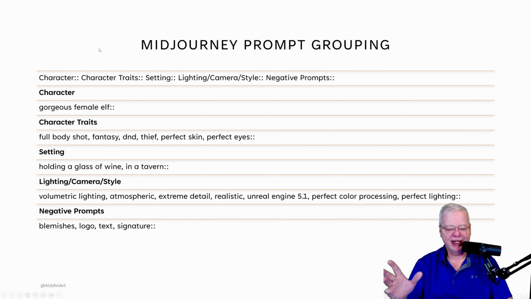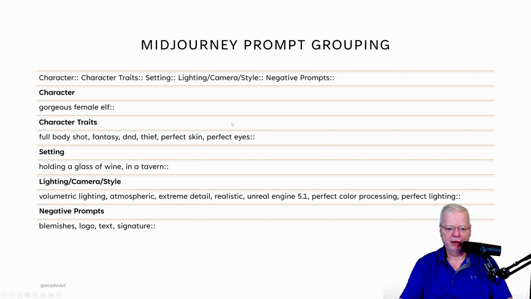I took that same prompt list that was in the second slide, and I broke it up by this same list of character traits, setting, lighting, camera, style, and negative prompts. So under the character, I have the gorgeous female elf. For character traits, I wanted full body shot, fantasy, typesetting, D&D, thief, perfect skin, and perfect eyes.